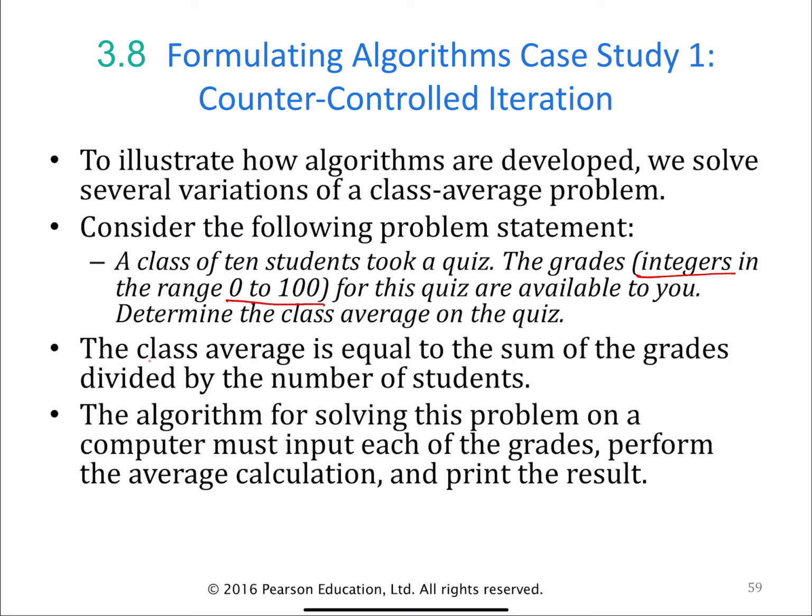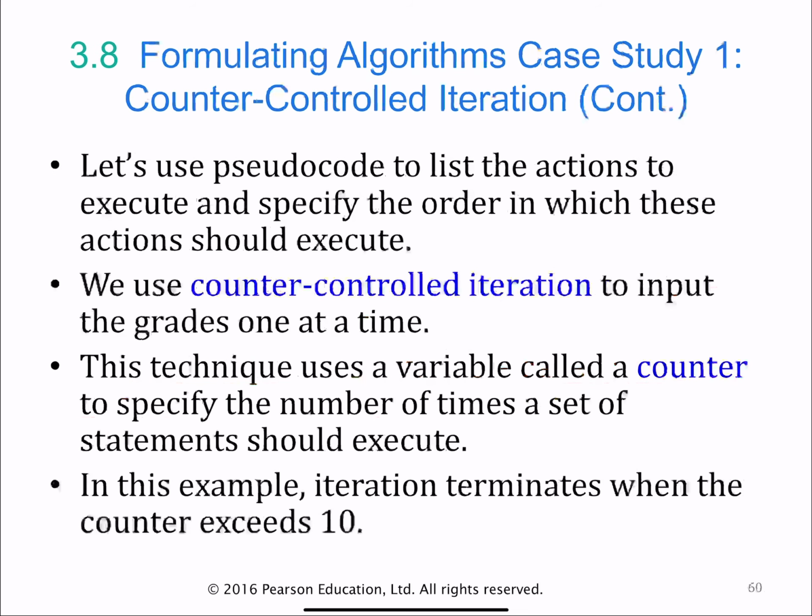You can compute the class average by adding up all the grades of all the students and dividing by the number of students. In this case, 10. This will be an example of using the while loop in a way that's called counter-controlled iteration, meaning you're counting the number of times you're going through the while loop. Once that is completed, you exit the while loop. In this case, the number of times we'll go through it is 10.